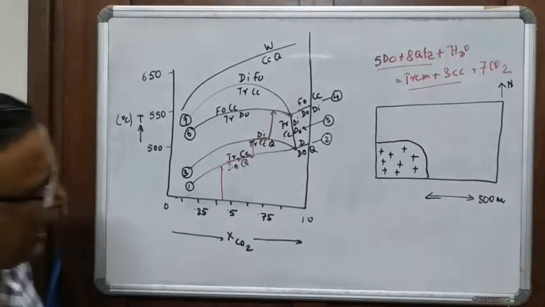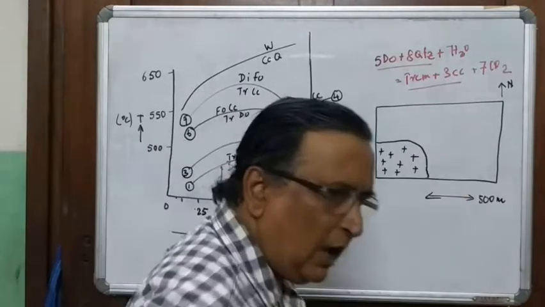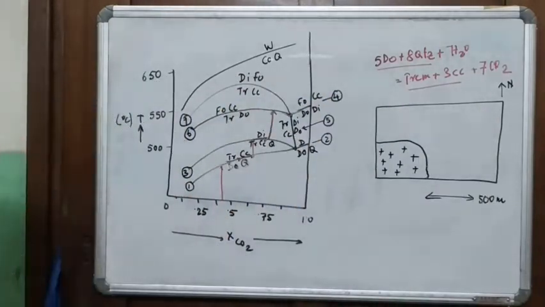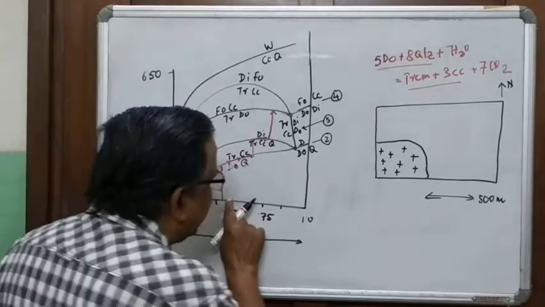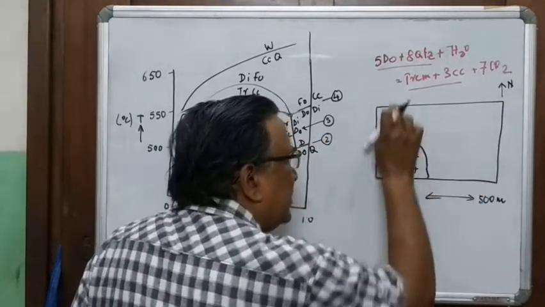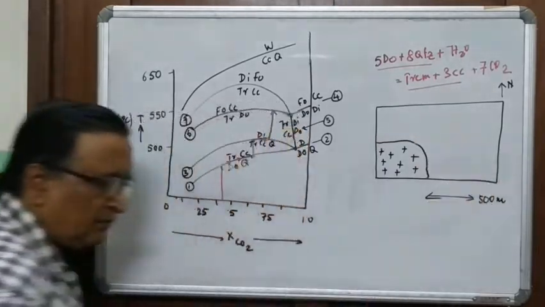Now, if you allow closed system metamorphism, then you see what happens from low temperature to high temperature. It is radially increasing. What will happen?